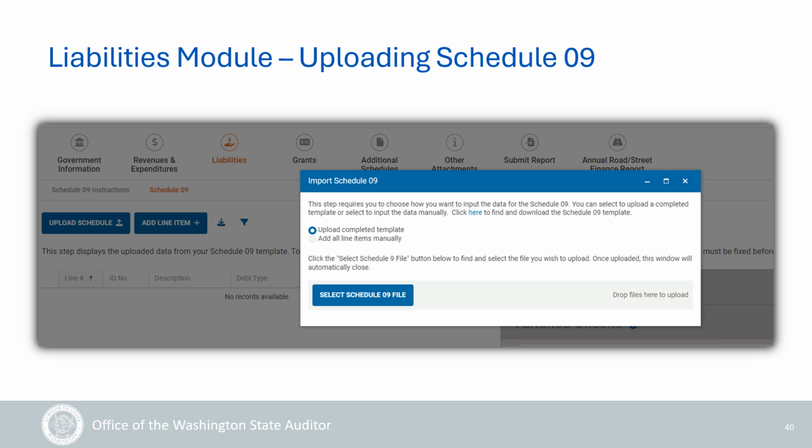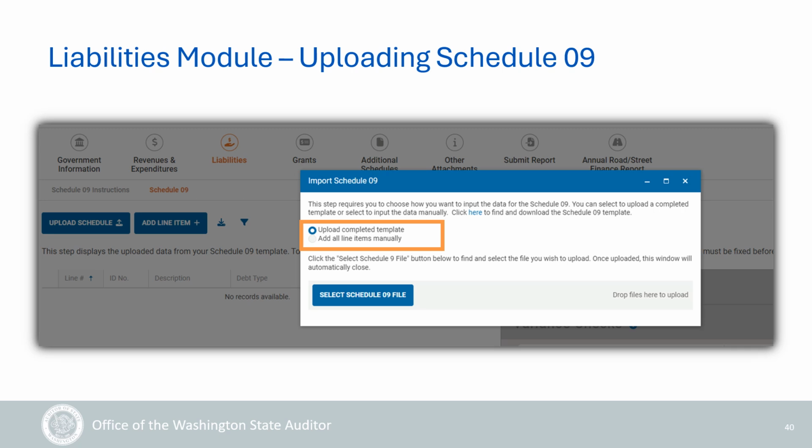When you first get to the Schedule O9 step, this pop-up window will automatically open for you to select how you want to import the data. If you only have a few line items of data, it may be easier to add the line items manually. But if you prefer to use the template, we do provide a link to the templates page here.